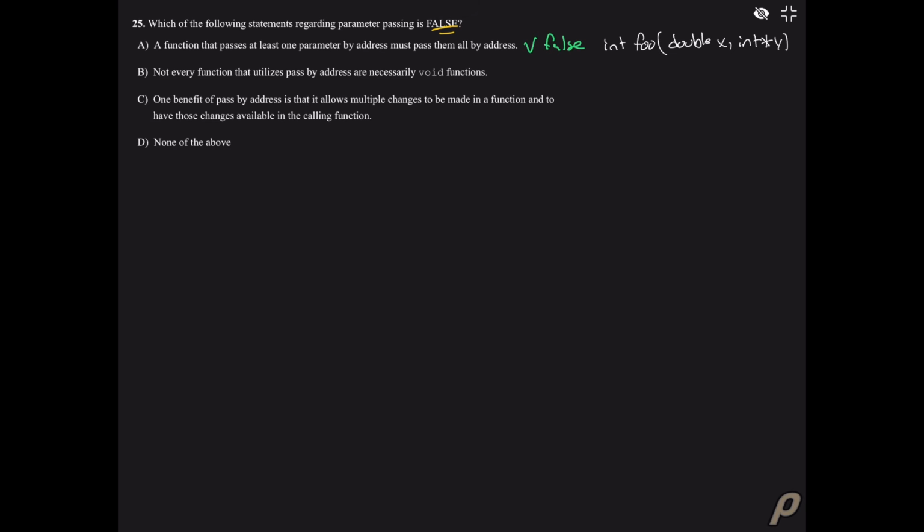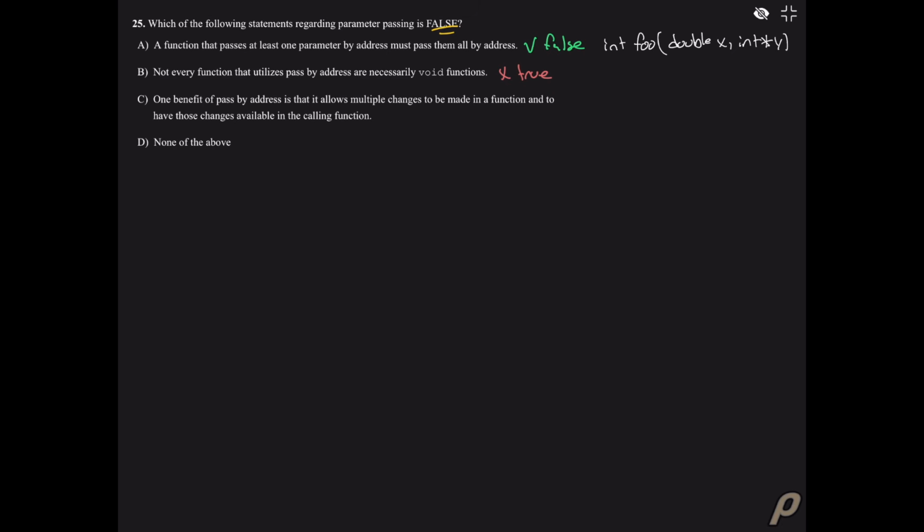So B states that not every function that utilizes pass by address is necessarily a void function. And this is true. Although it's bad practice, you can still return a value in a pass by address function. For example, this one I just wrote up here is returning a value of int. But like I mentioned, I'm pretty sure this is against course standards, so you wouldn't want to actually do this in practice, but it is technically legal in the C language.